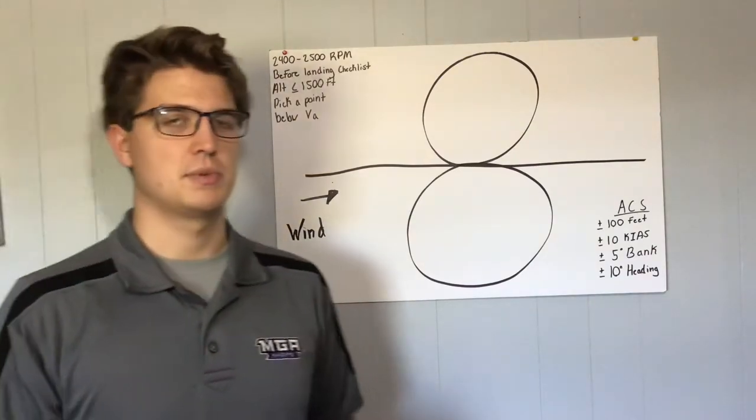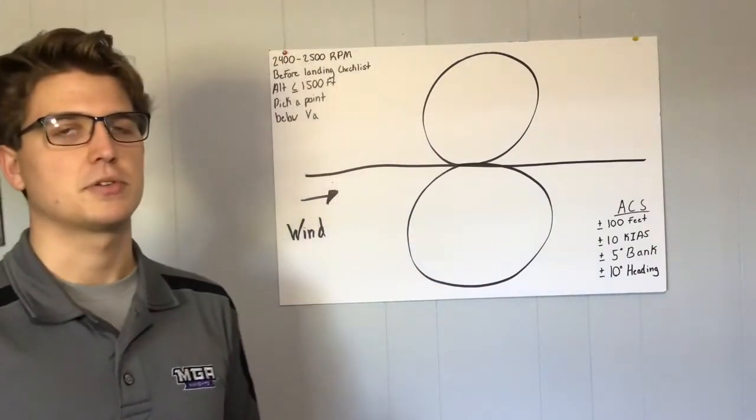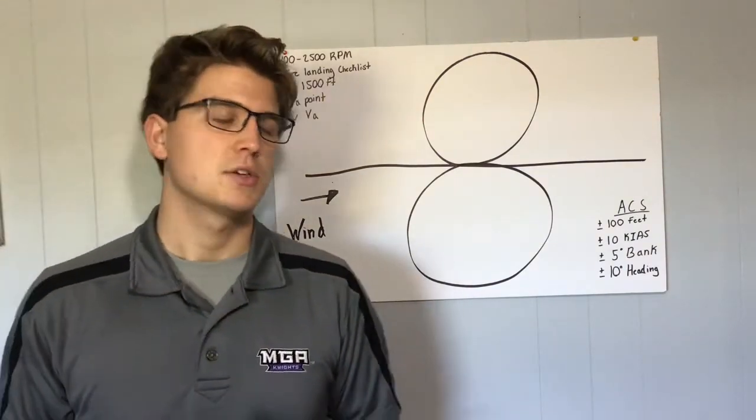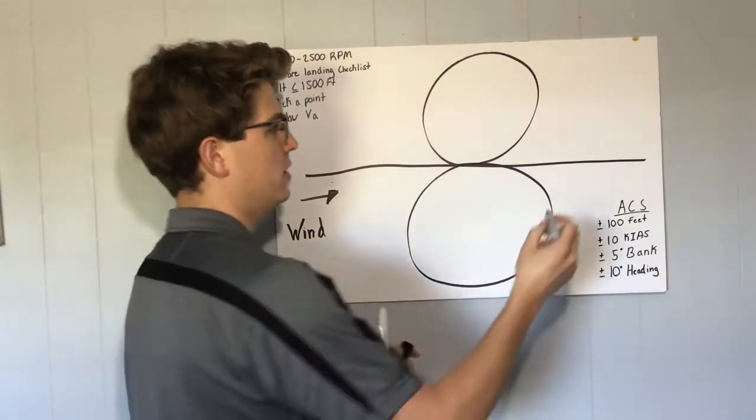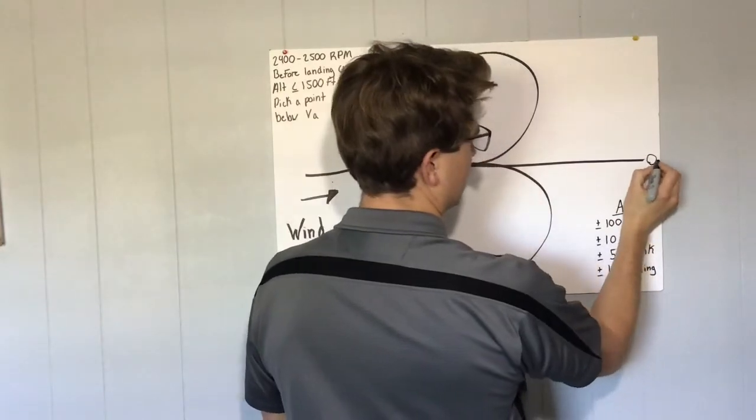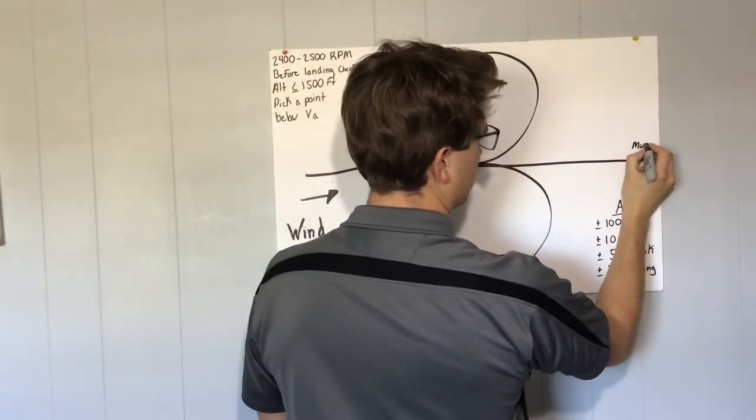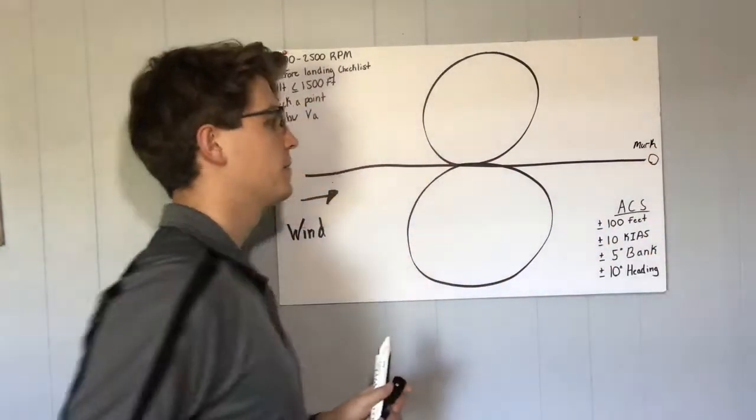You're not just going to be looking inside your cockpit, you need to make sure you're looking outside the airplane as well. So we're going to select a mark at the end over here. So this is going to be your mark down here. All right.